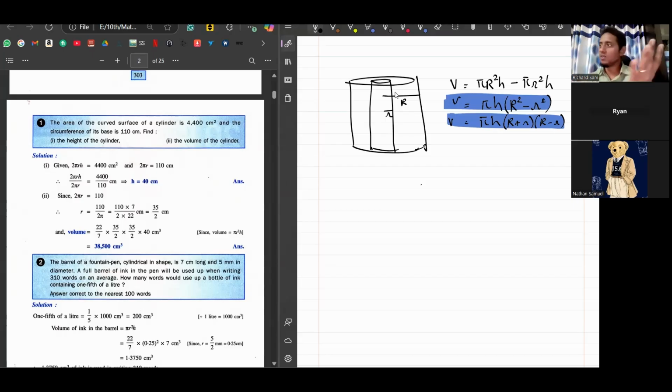Top, down, and outside. What about inside? Inside also there's a surface. Because you removed that cylinder from inside, there is one internal surface also. So if you want to find the total surface area, you have to add all the 4 surfaces.